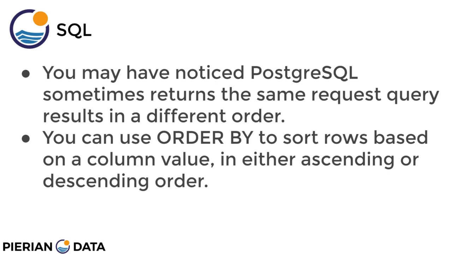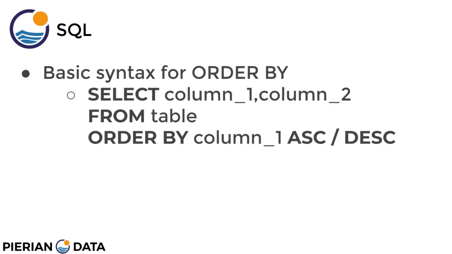So, in order to alleviate this issue, if we want the results in a certain order, we can use the order by to sort rows based on a column value in either ascending or descending order. So that would be alphabetical for string-based columns or numerical order for numeric columns. The basic syntax for an order by statement would be as follows.